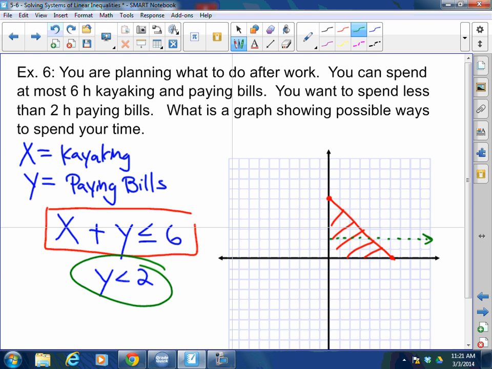Do I shade above or below? I want to spend less than 2 hours, so I'm going to shade below. And anything in this little trapezoid figure here in blue is a possibility. For example, let's say I want this right here. That's 3, so I can kayak for 3 hours and pay bills for 1. You could do 4 and 1 as well. You could do 5 and 1 as well. You could just kayak for 6 hours pure.